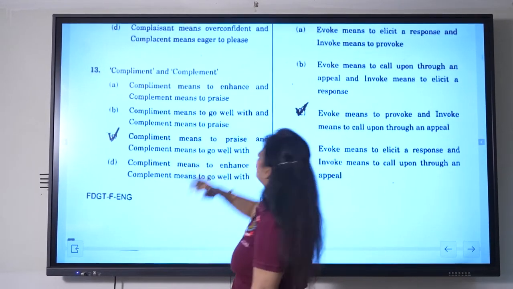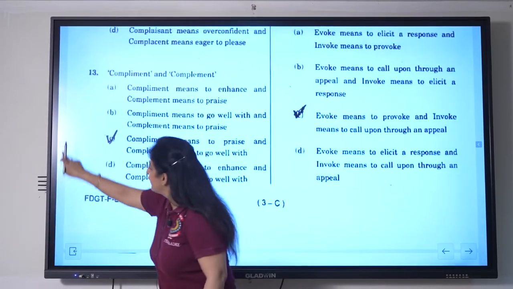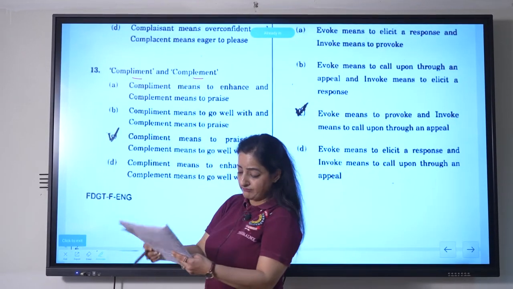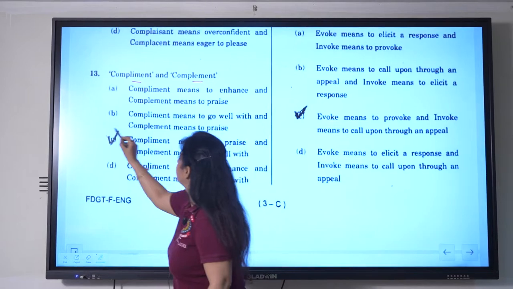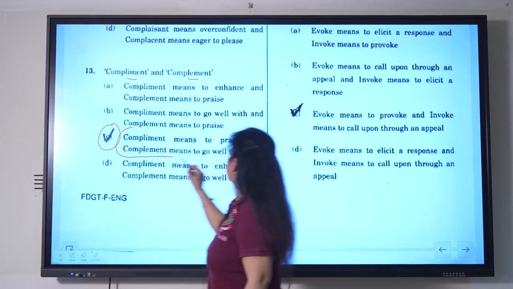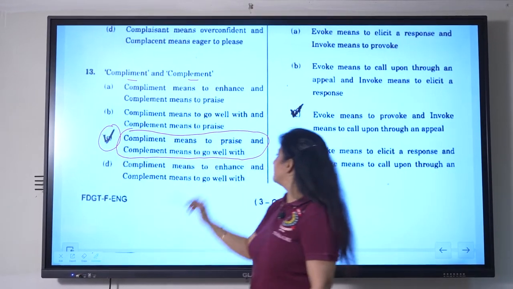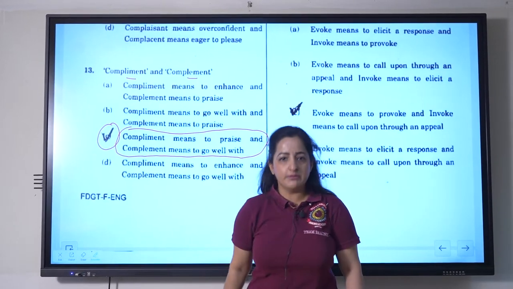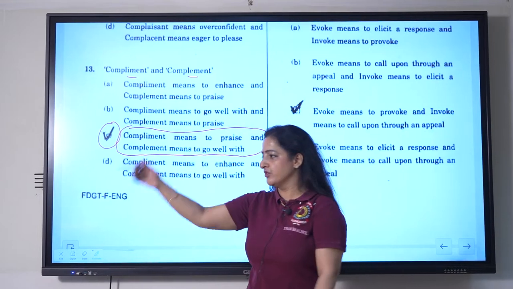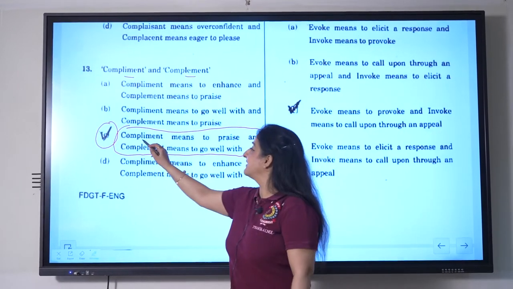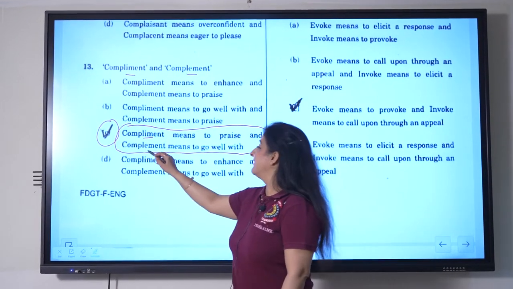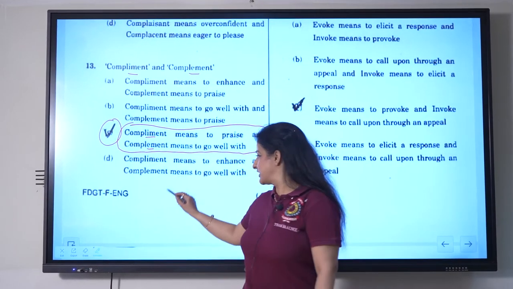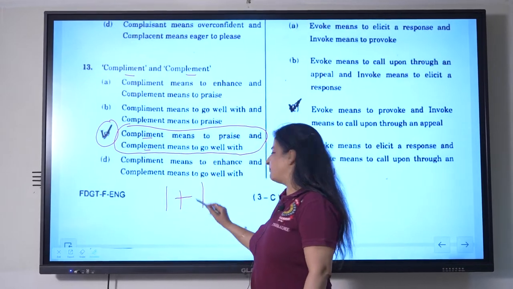Complement and compliment. Wow, what a tiny difference out there in the spelling. I and E. And the correct answer is Charlie. The student has also got it right. Compliment means to praise and complement means to go well with. Do we not give compliments to people? You're looking good today, you're looking beautiful, you're looking dashing, and that is with the I.